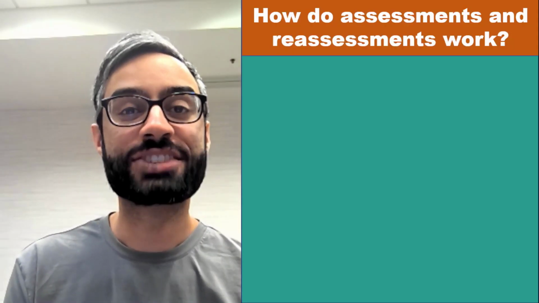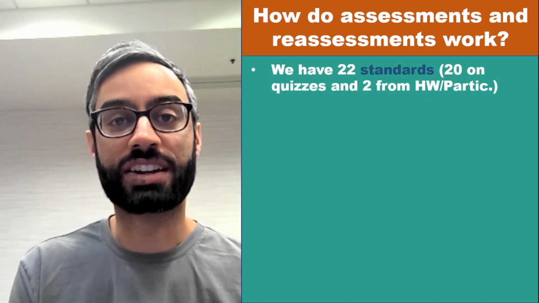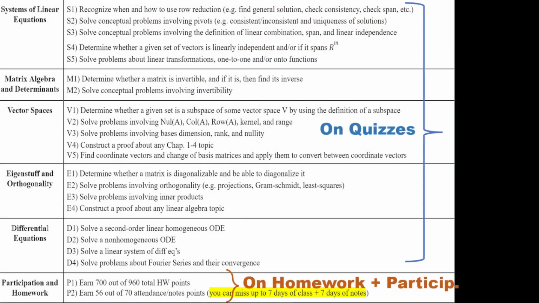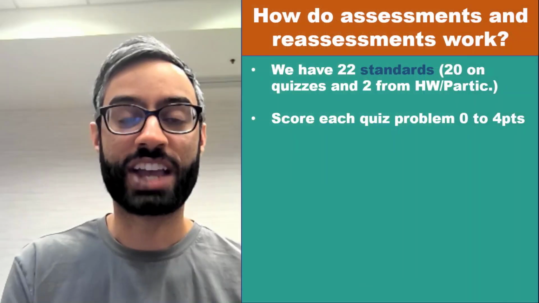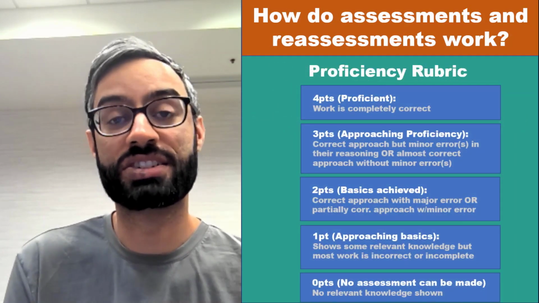So how will assessments and reassessments work? We have 22 standards, these learning objectives. Here's a list of our core standards. The 20 at the top, I'll assess you on in quizzes, and the 2 at the bottom are based on your performance on homework, attendance, and participation. I will score each quiz problem on a 0 to 4 scale using our proficiency rubric.